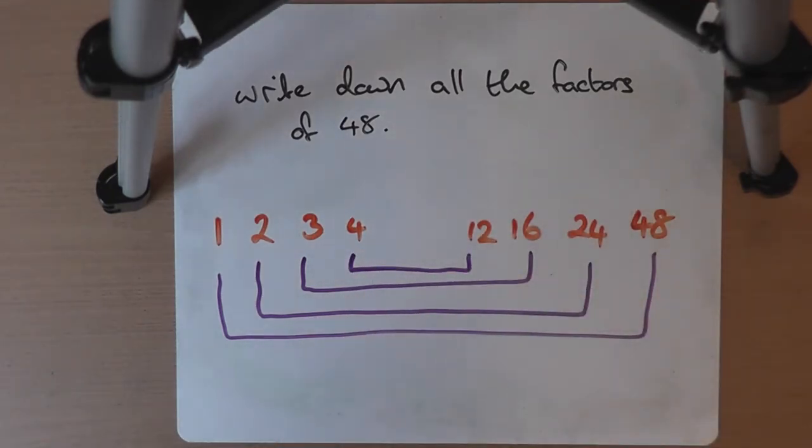We could check 5. Well, anything in the 5 times table would end in a 5 or a 0, and 48 doesn't. But 5, 10, 15, 20, 25, 30, 35, 40, 45, 50. We've skipped past 48. 48 can't be a multiple of 5, so 5 can't be a factor of 48. We can't put 5 on.